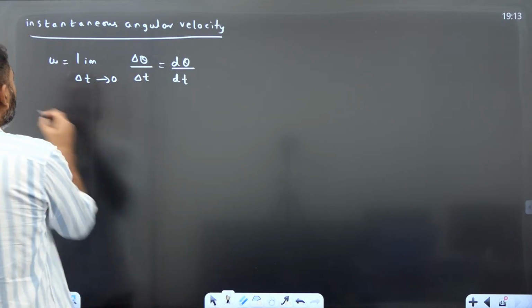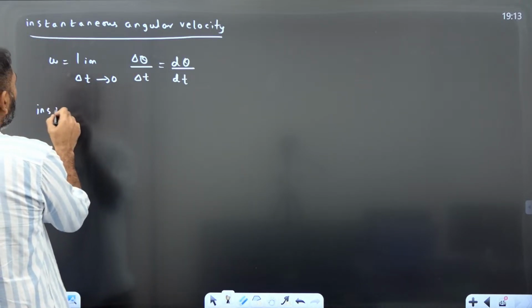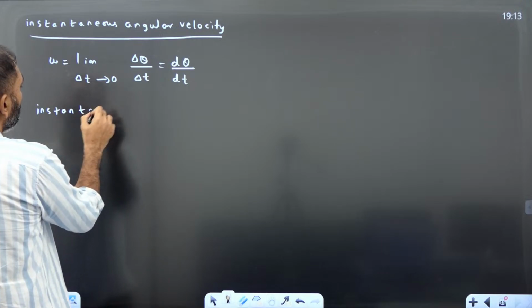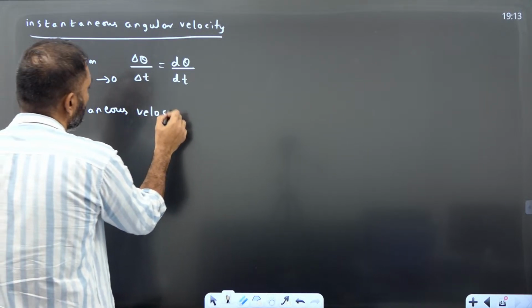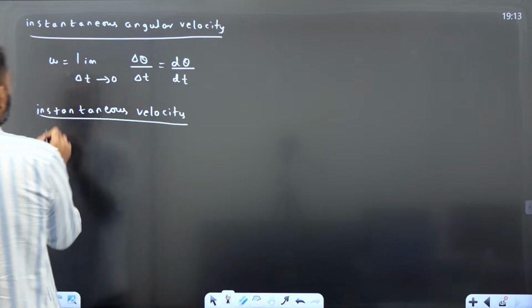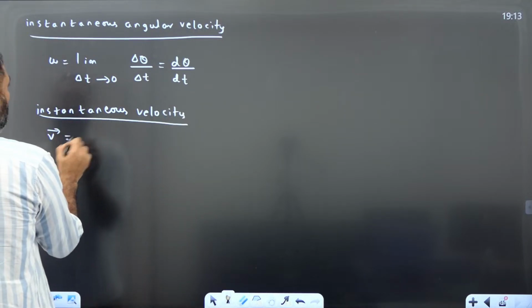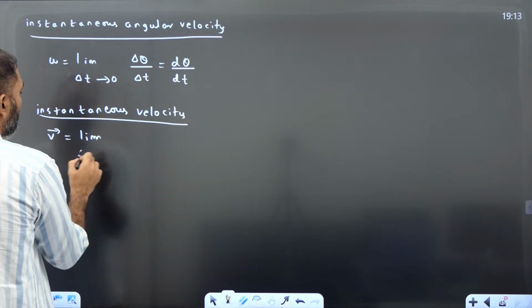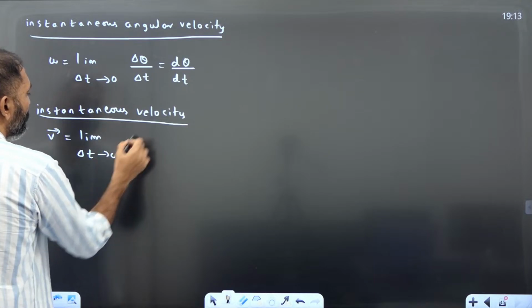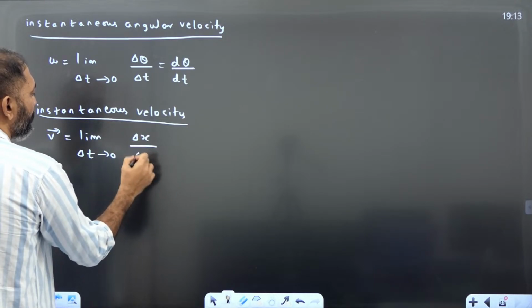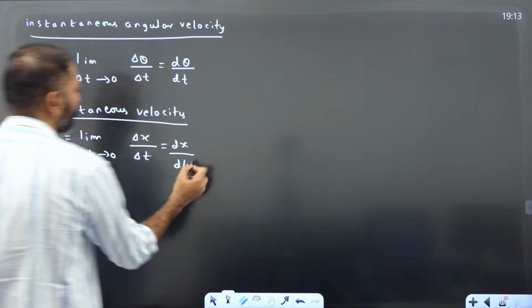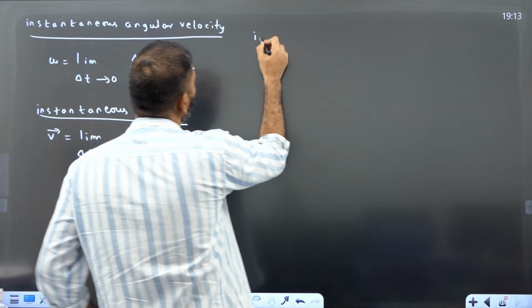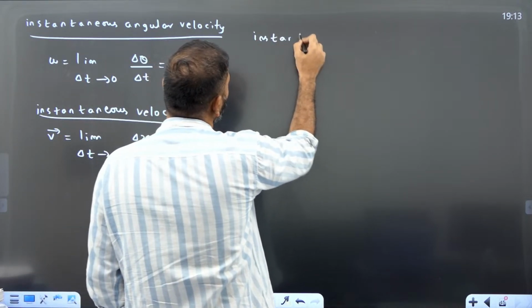We have seen this equation. What is instantaneous velocity? The instantaneous velocity equation is v vector equal to limit delta t tends to 0 of delta x by delta t, that is equal to dx by dt.